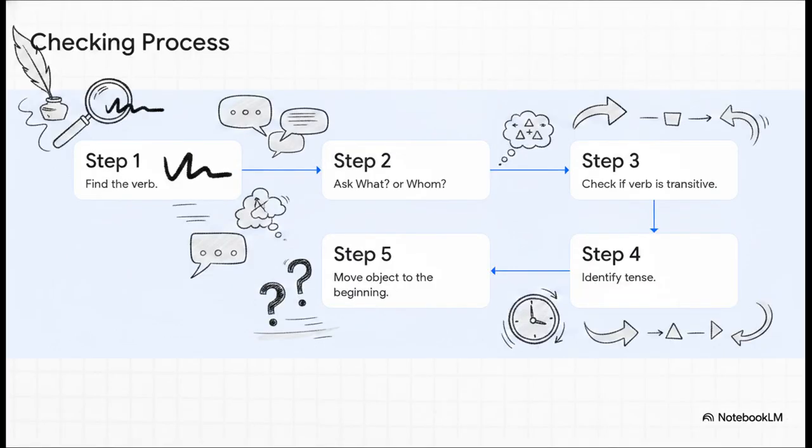So before you start editing, just run through this quick mental flow chart. Step 1, find the verb. Step 2, ask what or whom right after it. Step 3, check if it's transitive. If you found an object, it is, and you're good to proceed. Step 4, identify the original verb's tense. And finally, Step 5, move that object to the beginning of the sentence. If your sentence passes this little test, it's totally ready for the flip.